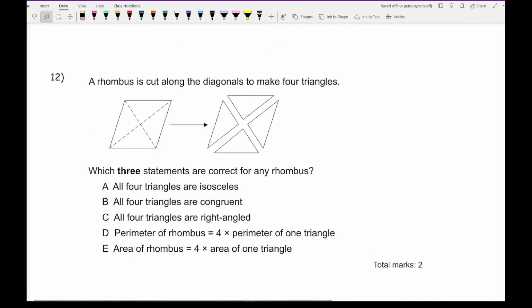Moving on to question 12, it says that a rhombus is cut along the diagonals to make 4 triangles. Which of the 3 statements is correct for any rhombus? So for this, our 3 correct statements you should have is B is correct, C is correct, and E is correct.